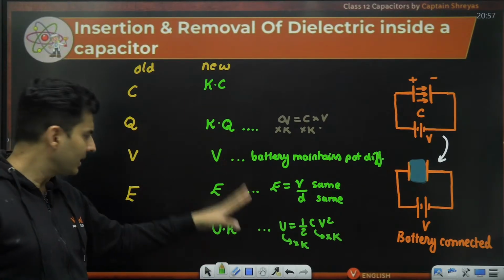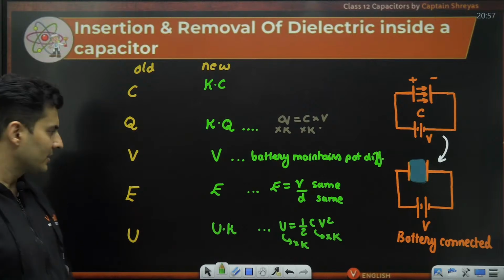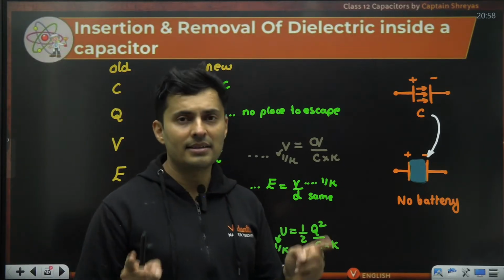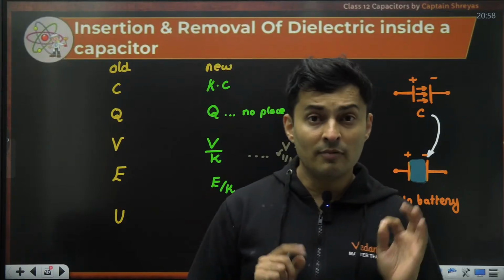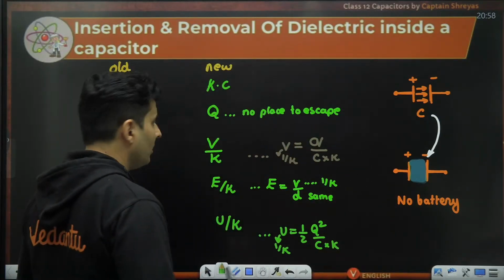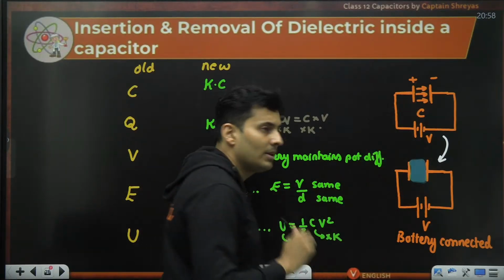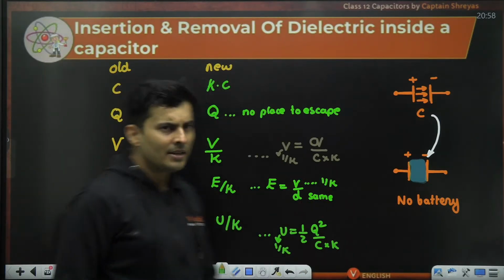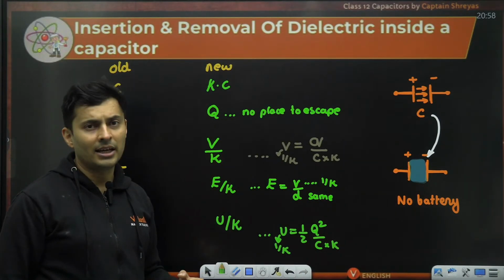When you remove the dielectric, the exact reverse will happen. Is this clear how to do the analysis? First, see whether the battery is connected or not. If the battery is connected, then the potential difference across the capacitor will be maintained. If there is no battery connected, charge will be maintained. Based on that, you can do the rest of the analysis.